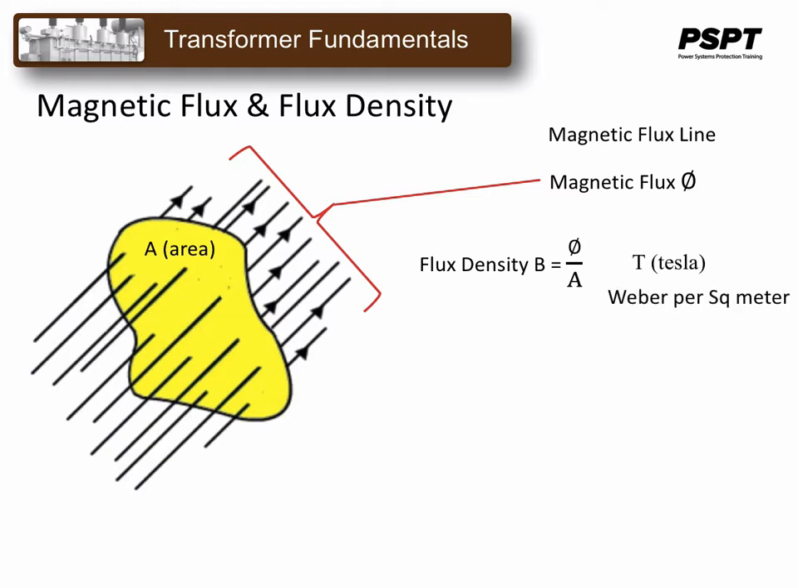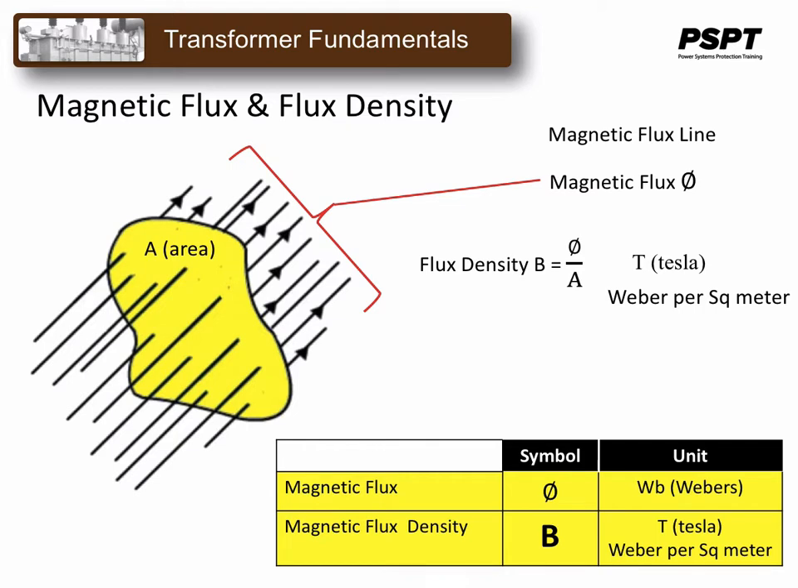And 1 Tesla is equal to 1 Weber per square meter. Quite often we don't use the term Tesla. Quite often we're just going to use the term Weber per square meter, and you'll see that happening often. So to summarize, here's what we'll be using going forward for discussing magnetic flux and magnetic flux density.